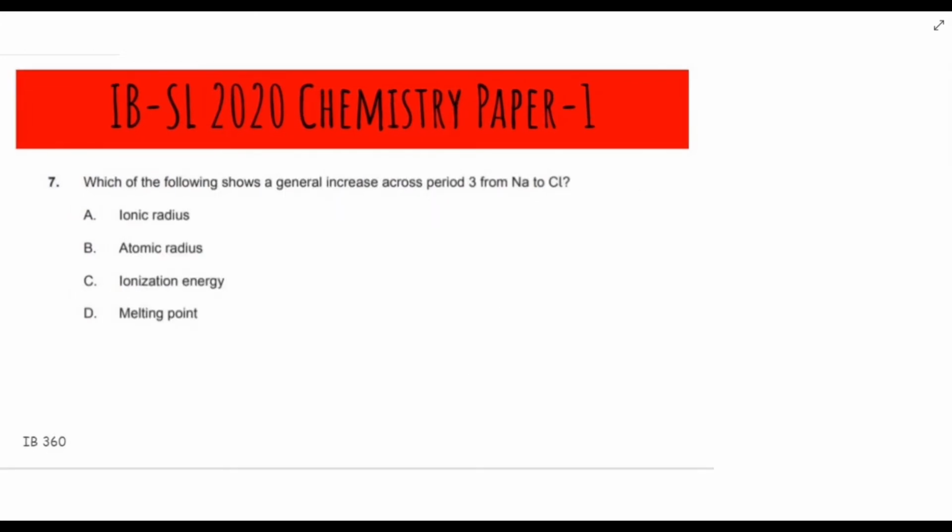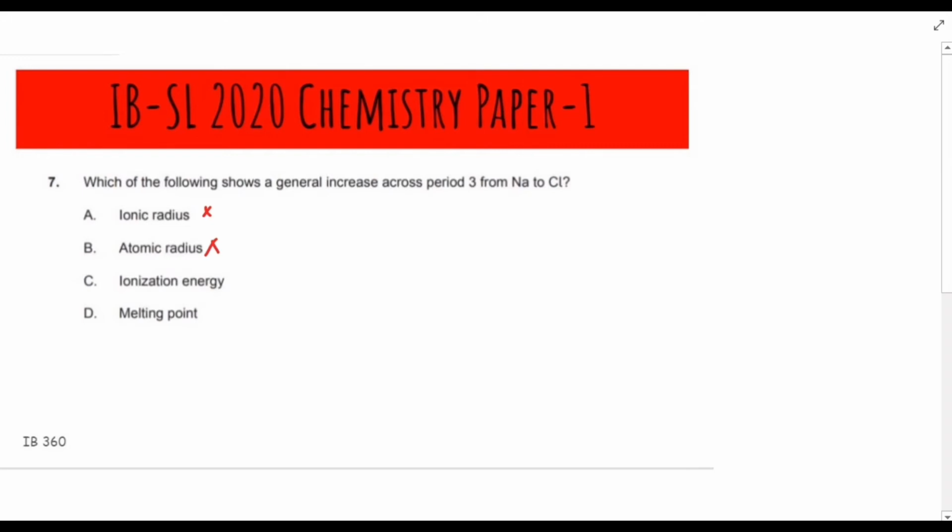Now in question 7, we are asked which of the following shows a general increase across period 3 from sodium to chlorine. So we are moving from left to right across the periodic table. While moving from left to right, the ionic or atomic radius, both of them decrease due to the increase in the nuclear charge. So option A and B won't be the answers, of course.